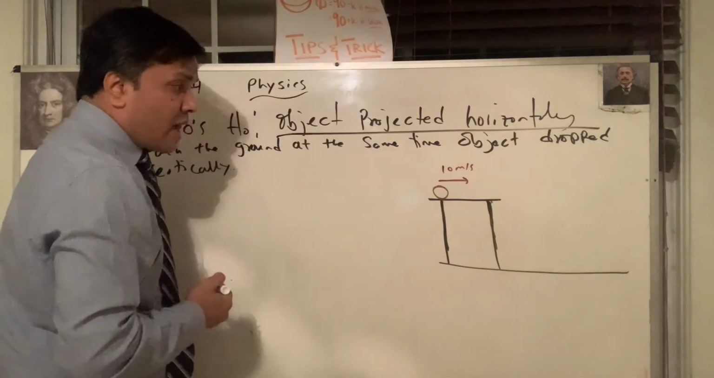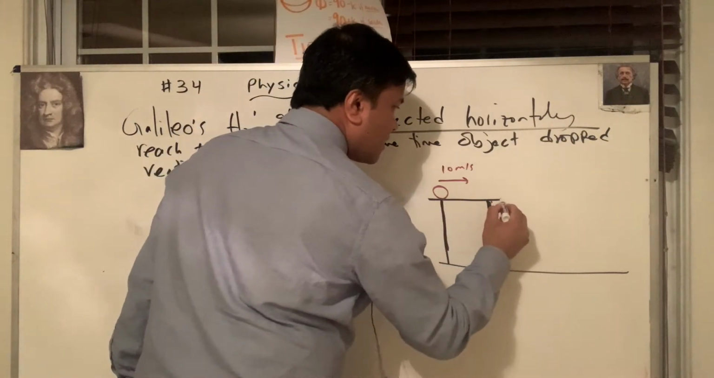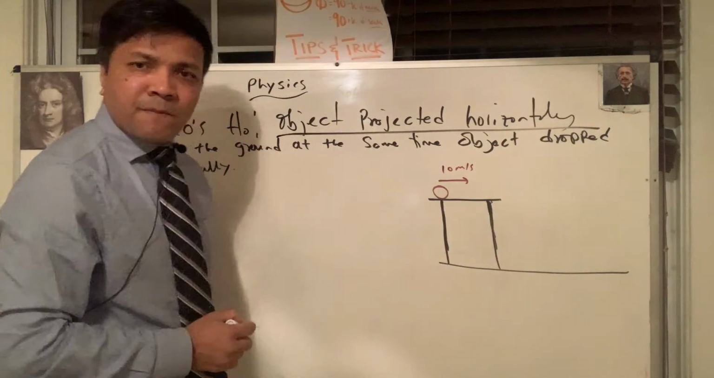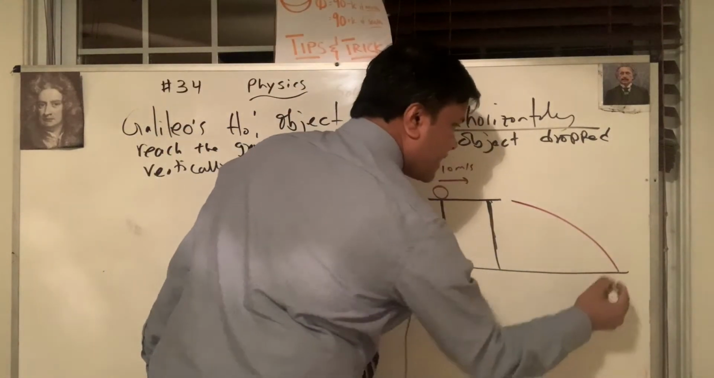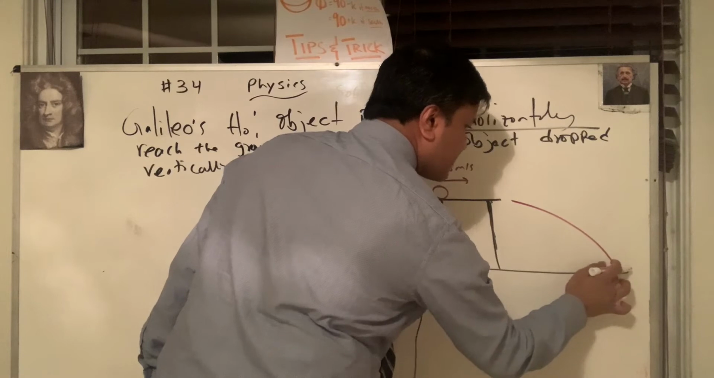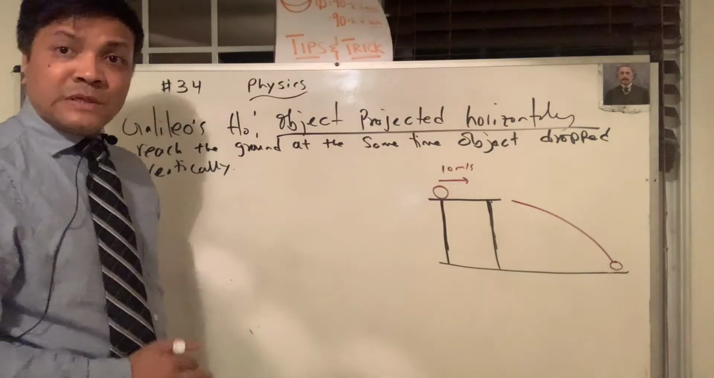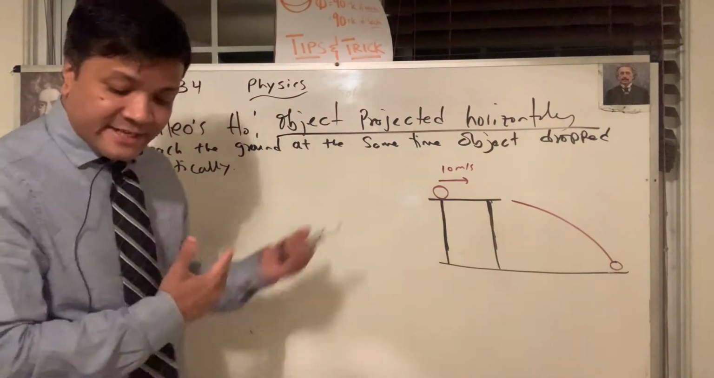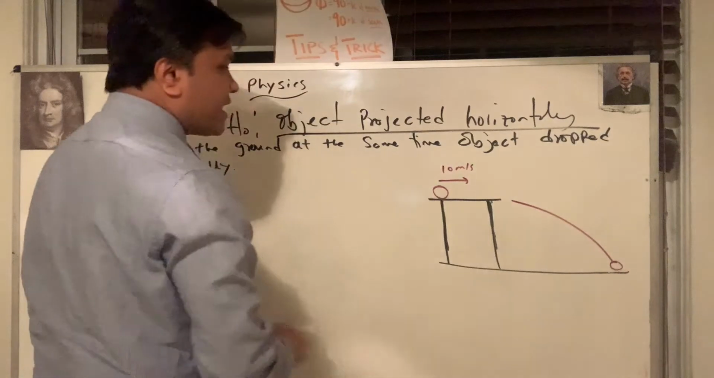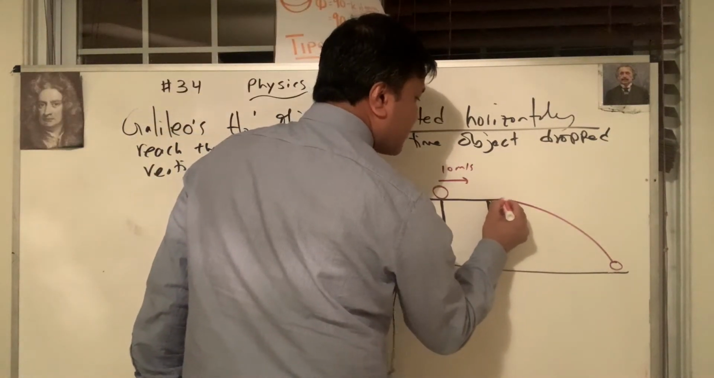Alright, what happens with the object? The object eventually comes to the edge of the table, and then the object falls and eventually hits the ground, landing on the ground. Now what is happening right over here? This is very important. The edge of the table is very important.